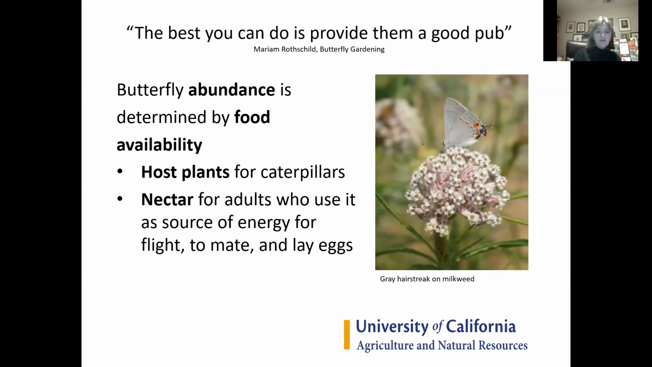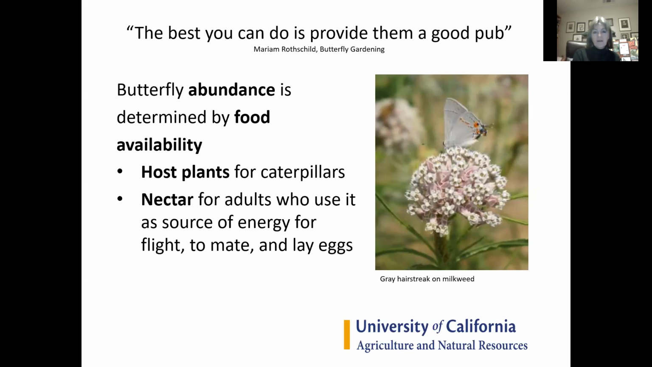The nectar plants are what give them their energy and help them be strong, help them be able to fly very far, and to be able to reproduce. Host plants are just for the caterpillars. Usually those are the plants that the caterpillars eat the leaves, and they sometimes will only go to one kind of plant. For example, the monarch needs milkweed.